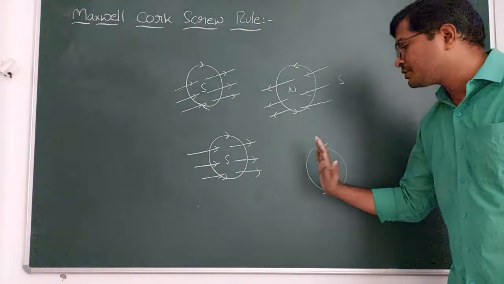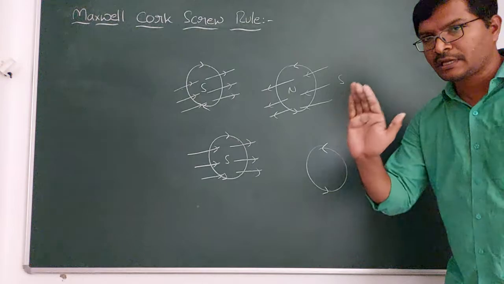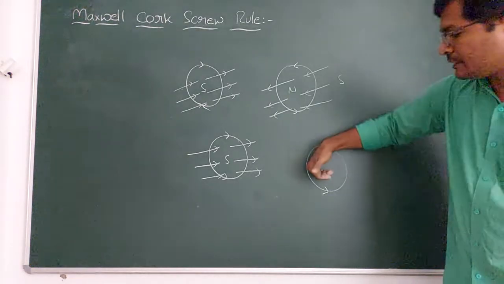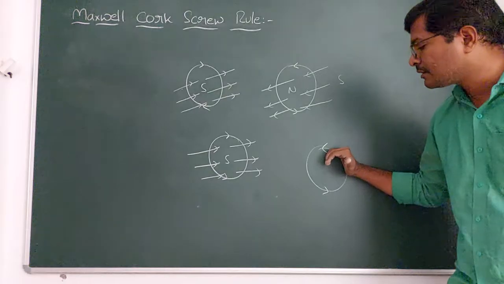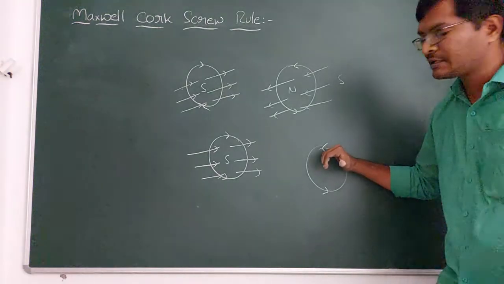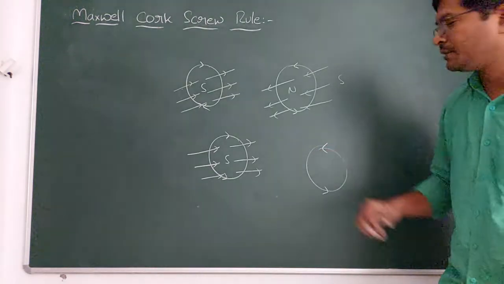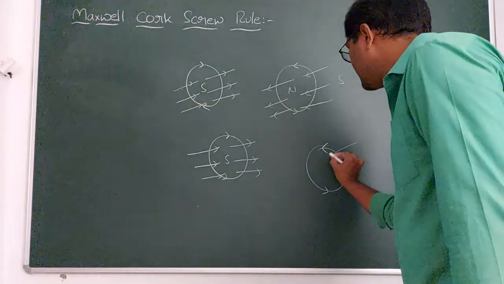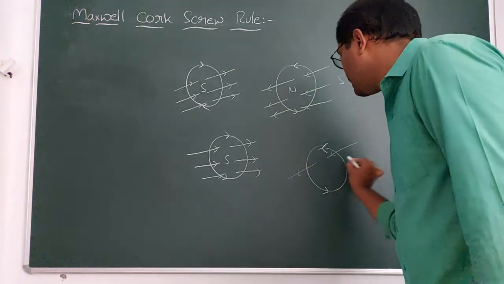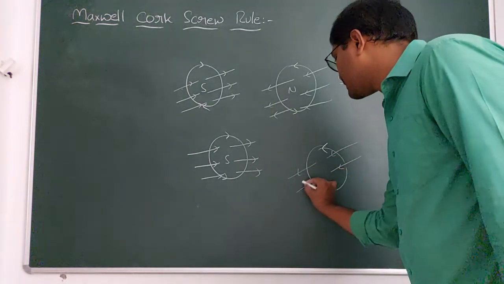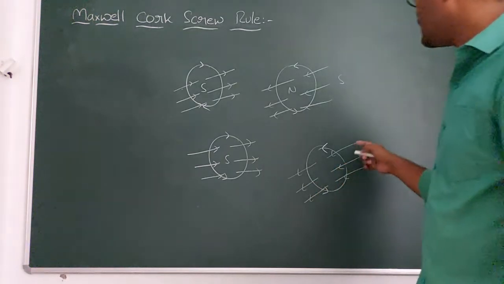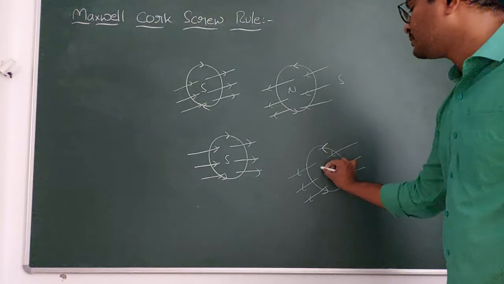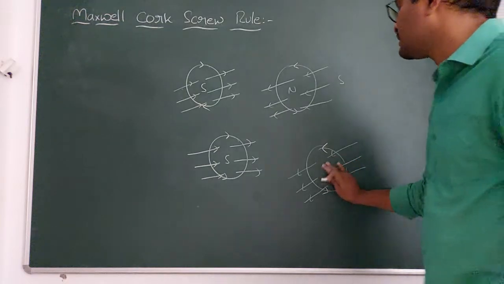That means current is shown by the curl of your fingers. Current is going like this, so current is shown by the curl of your fingers. Then the direction of the thumb shows the direction of the magnetic field, which is outside the board. So the magnetic field is shown coming out of the board. Magnetic field is coming out of the board, and then outside you have the south pole, and the face of the coil appears as north.